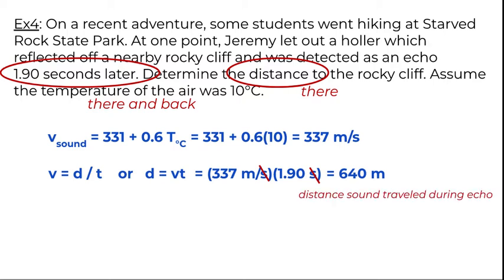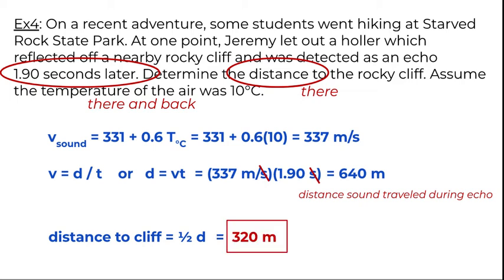But again, that is the distance to go there and back. That's the echo that you're measuring. And so the distance to the cliff would only be 1/2 of that distance. So that's going to be 320 meters.